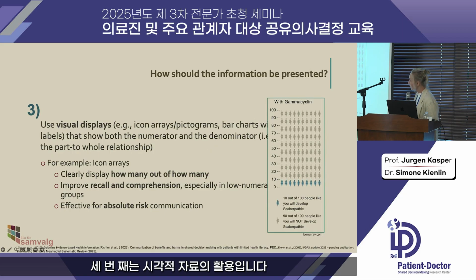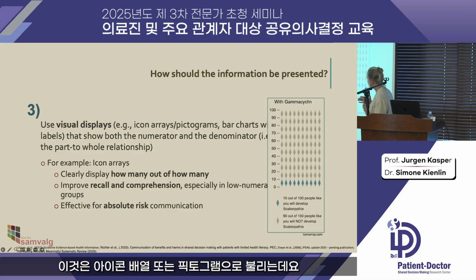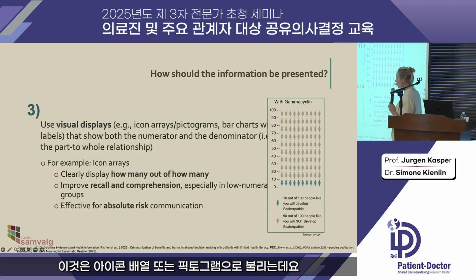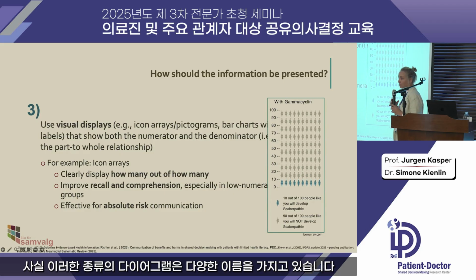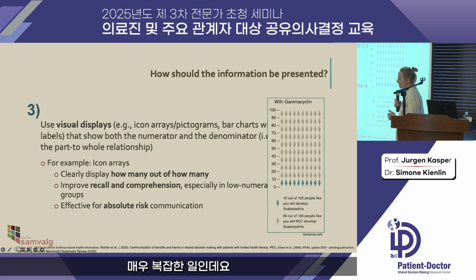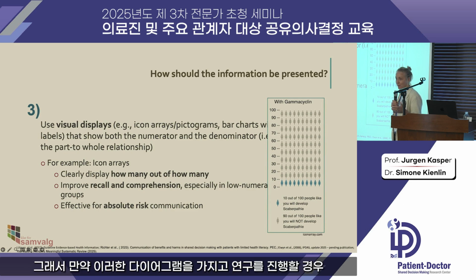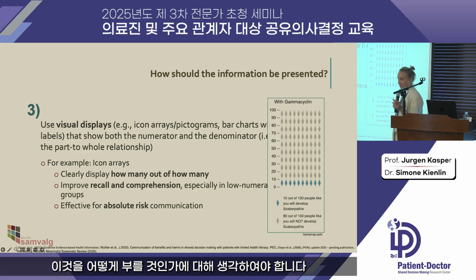Okay, and the third one is how the information should be presented: to use visual displays. This is called an icon array. It's also called a pictogram. There are a lot of different names actually for this kind of diagram. That in itself is very disturbing. So if you're doing research within this, then we have to be more precise on what we call these types of diagrams.